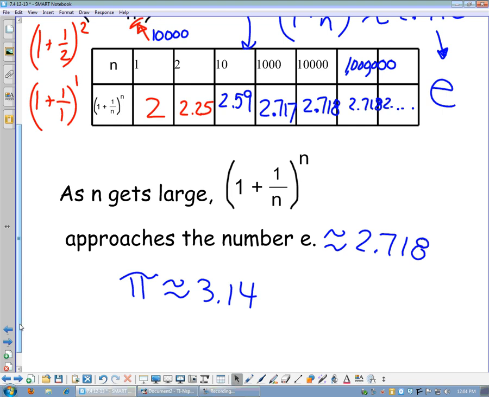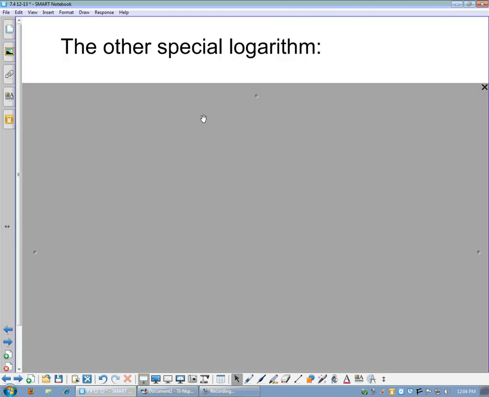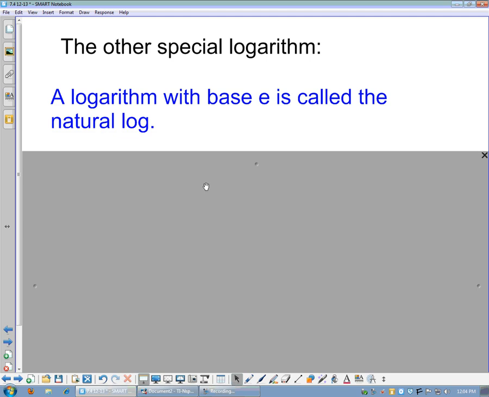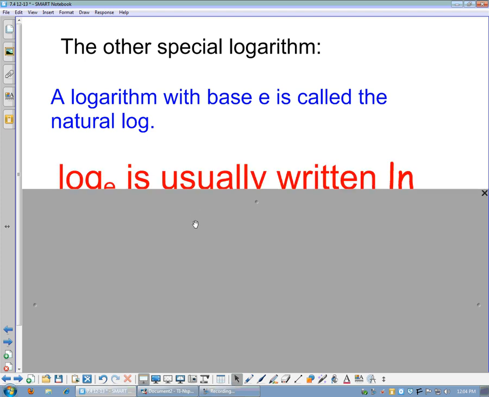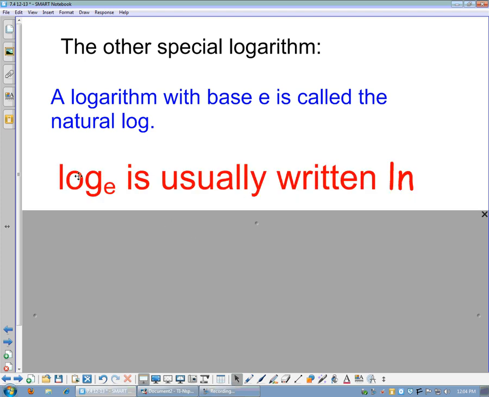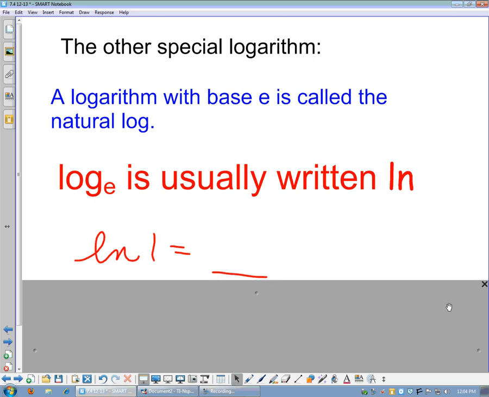All right, so that leads us to the other special logarithm, which is a logarithm with base e, and it's called the natural log. If you remember, the log with the base 10 is the common log, and log with the base e is called the natural log. So we could write log with a little base e like this, but it's usually written ln, for kind of log au natural. And I hope you can see that that's an ln there. That's not in, that's ln.